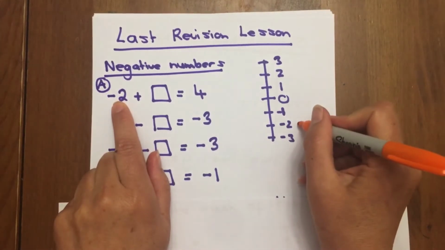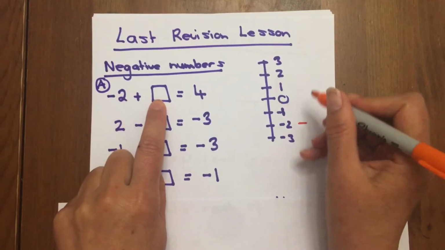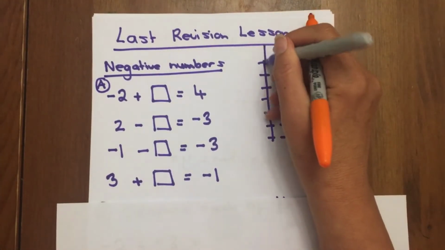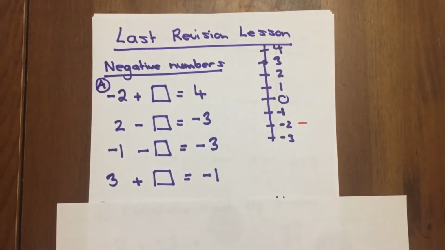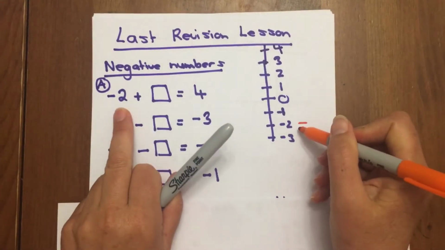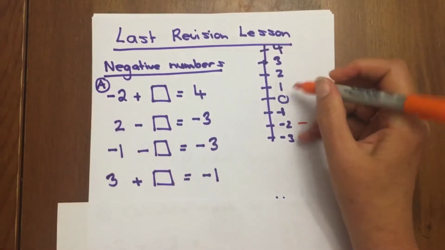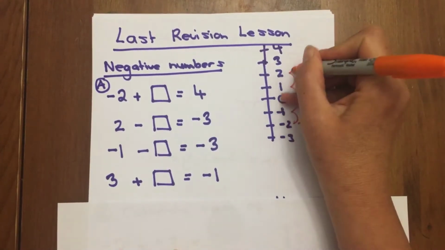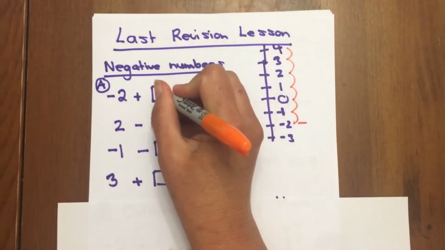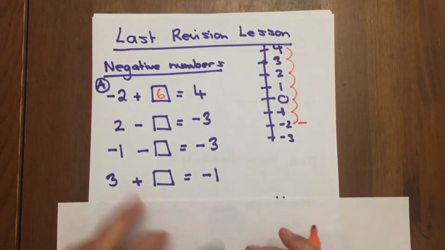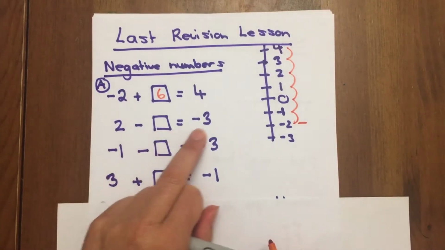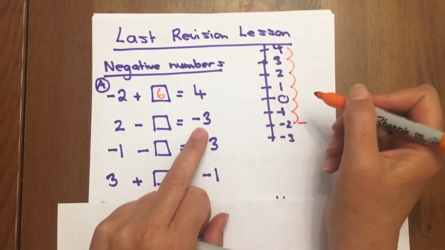Start at -2, add what to get to 4? I'm just going to put 4 up here. So you're starting at -2. What do you add to get to 4? Well, let's count. 1, 2, 3, 4, 5, 6. So you're adding 6.